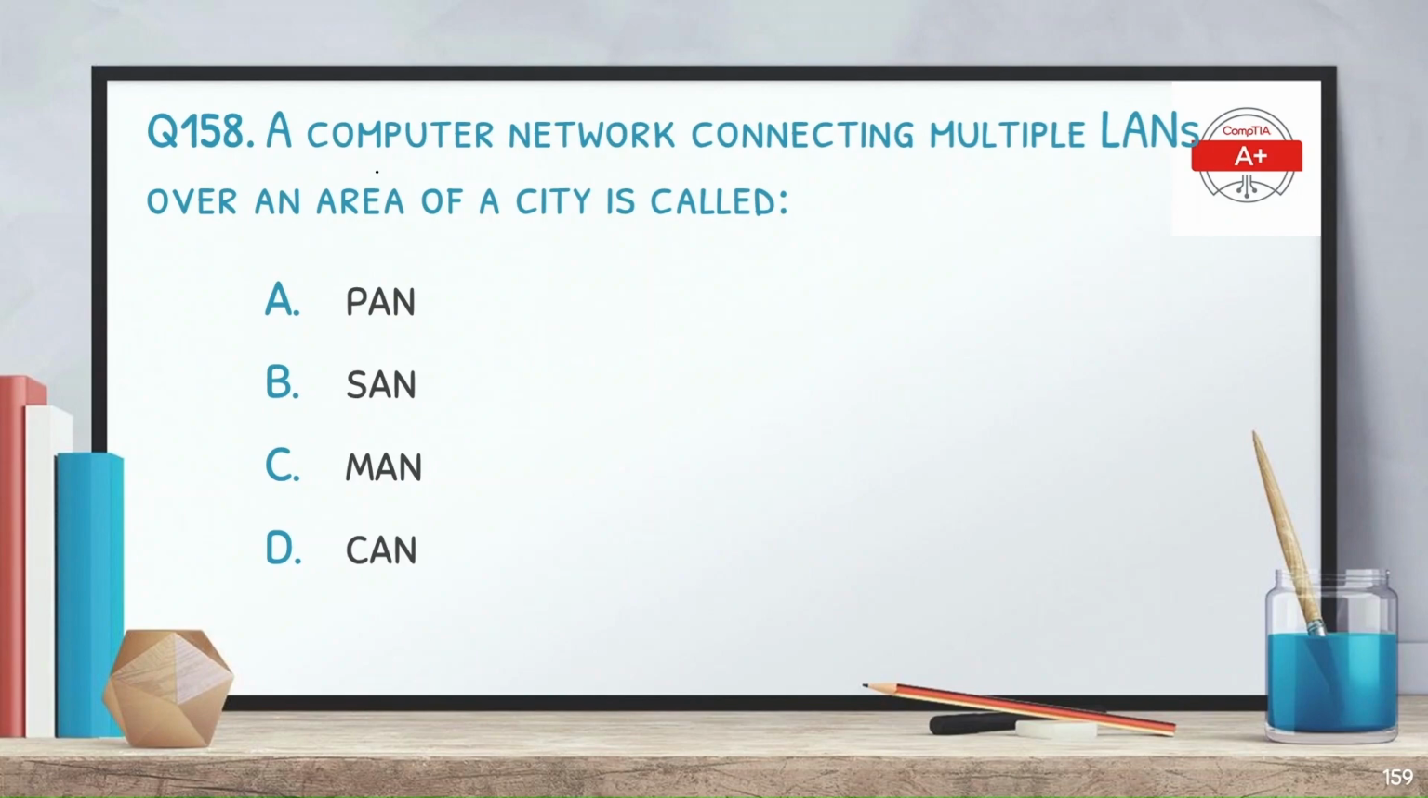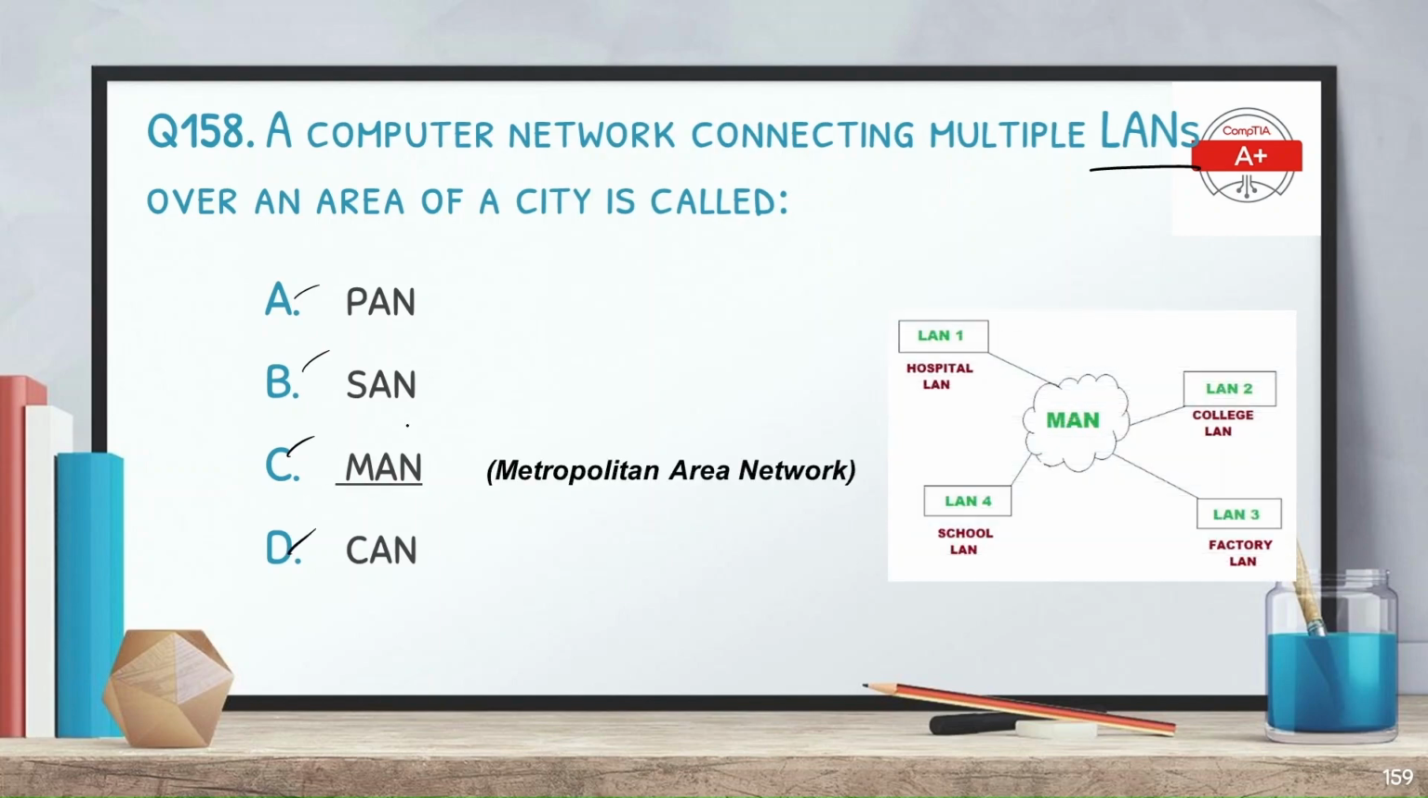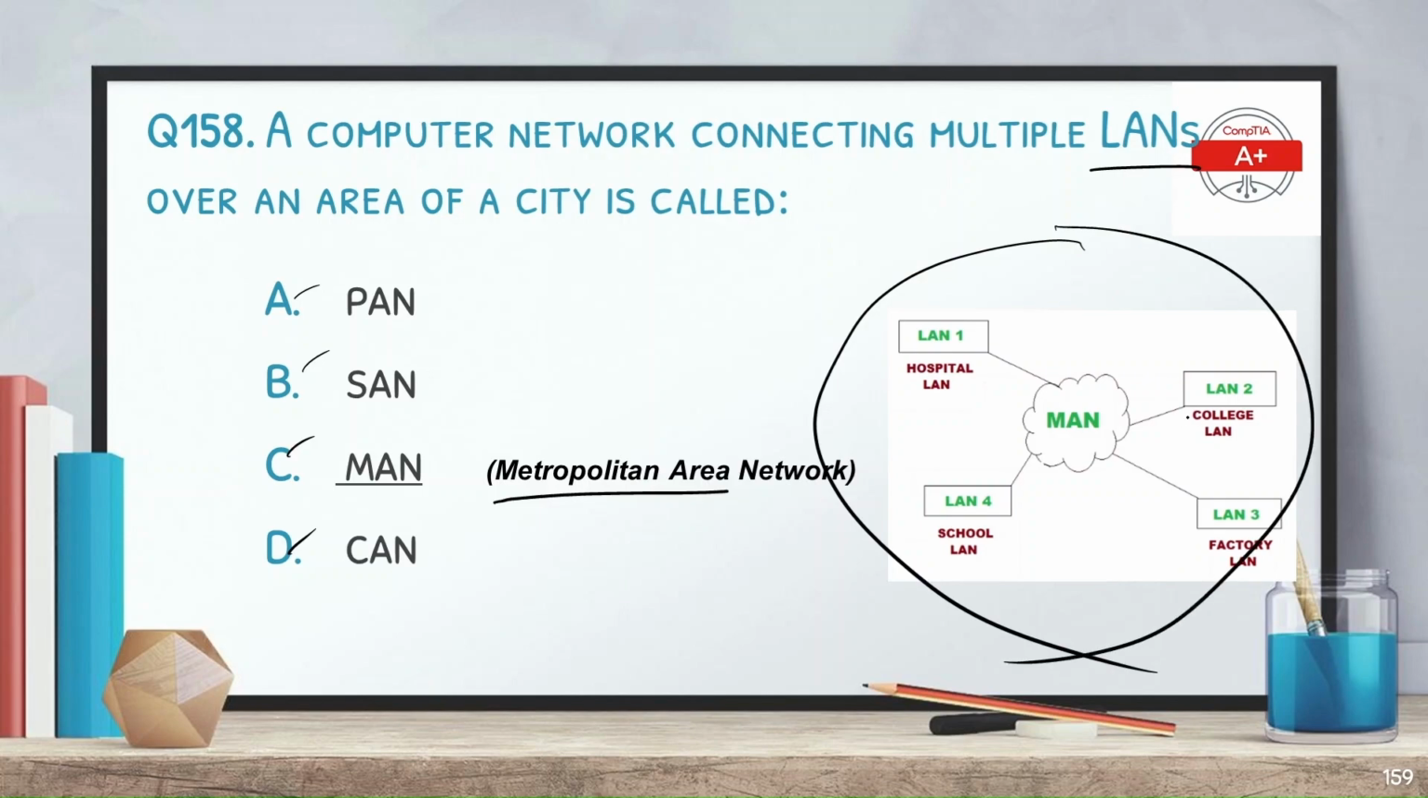Question number 158 is that a computer network connecting multiple LANs in an area of a city is called, and the options are A. PAN, B. SAN, C. MAN, and D. CAN. The correct option is MAN or Metropolitan Area Network. So let's suppose this is a city, and within the city we have multiple LANs. Let's suppose a college, hospital, school, and a factory LAN. These all, when connected inside the geographical area of a city, are known as MAN or Metropolitan Area Network.